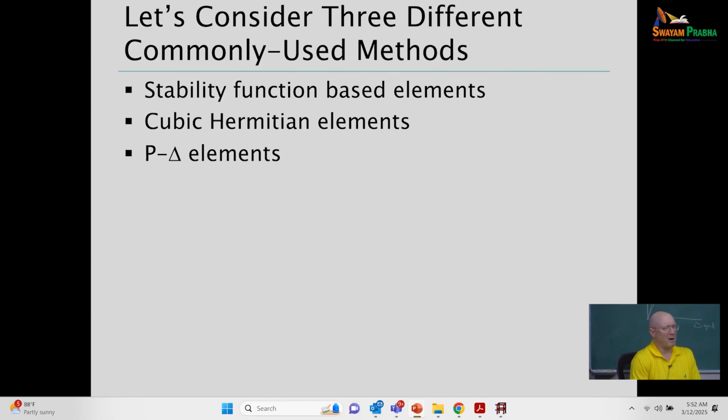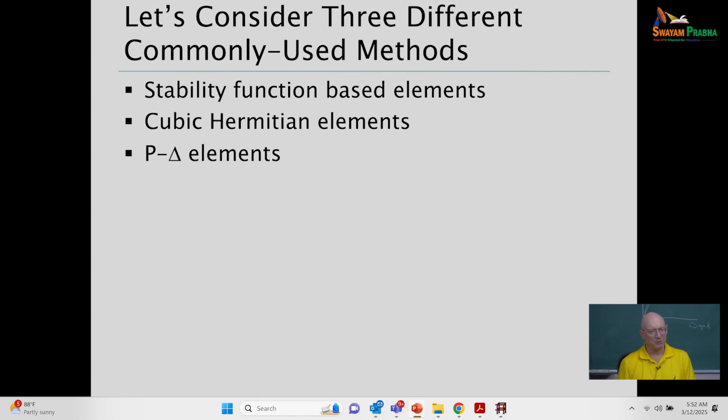I'm not aware, if I just think about it right now, of any commercial codes at present that are using the stability function based element. That doesn't mean there aren't any, and certainly this has been implemented by many folks over the years. So we'll talk about stability function elements for a little bit. It seems to me that most of the codes I'm aware of are using a cubic Hermitian type element. We'll look at what that is.